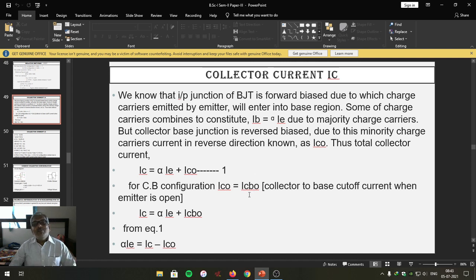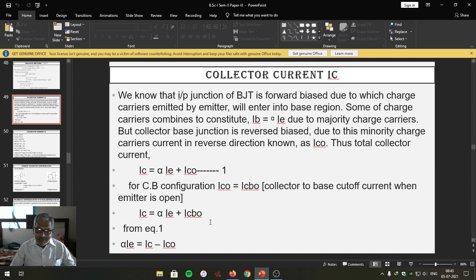When emitter is open means when no supply is connected to the emitter, under that condition, just by connecting the battery to the output junction so that the output junction is reverse biased, the minority charge carriers which flow from collector to base when BJT is used in common base configuration is called the collector to base cutoff current when emitter is open. So that's why equation 1 can be converted into IC is equal to alpha I plus ICBO. Students, this is the collector current for common base configuration.